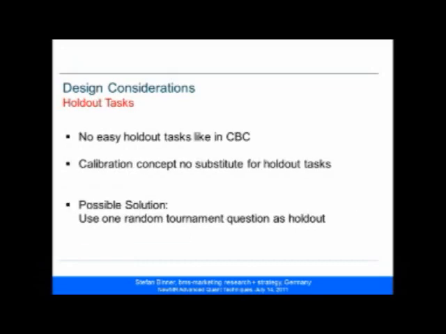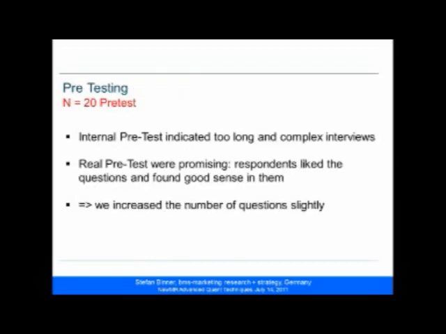Usually we do holdout tasks to validate the simulations we do. It's not easy here as in CBC, where I just put a fixed task in. The calibration concept is also no substitute. So the solution is to take 1 random tournament question from the last part and use that as a holdout to control your mean average errors to see how good the predictability of the model is.